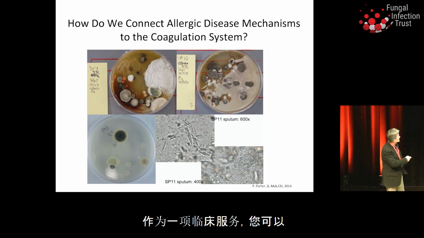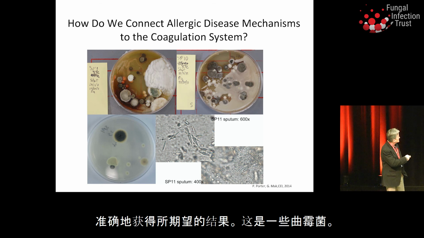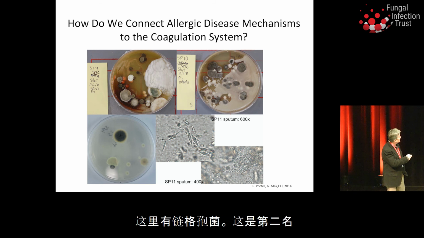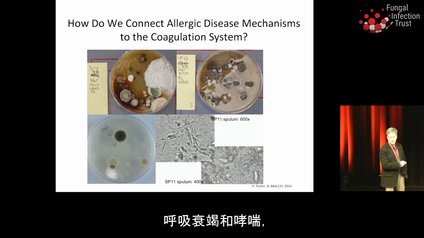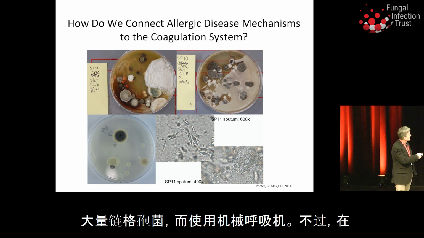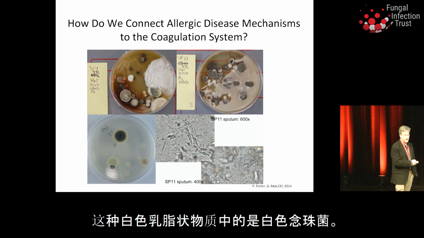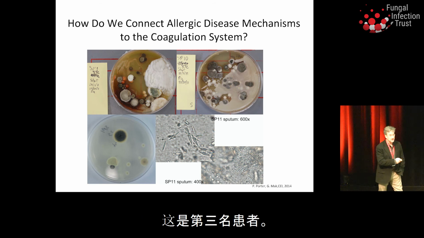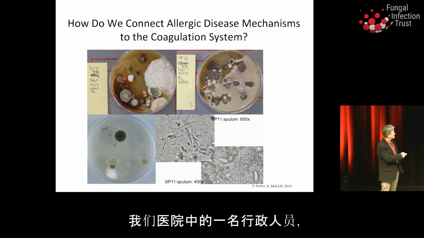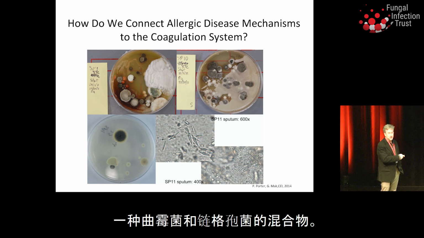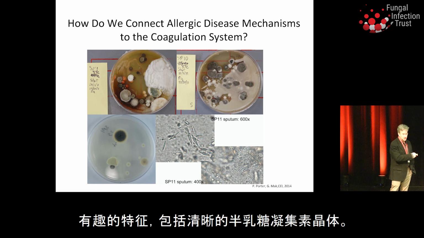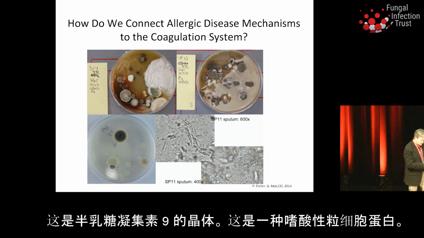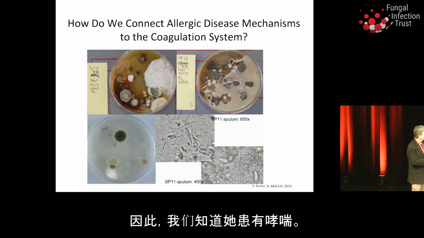In my hospital, you get exactly what you might expect. Here's some Aspergillus here. There's Alternaria here. And this second patient here, both of these patients, by the way, stuck on mechanical ventilators with respiratory failure and asthma, had a lot of Alternaria, but this white creamy stuff is Candida albicans. Here's a third patient, an administrator at my hospital, who had mild to moderate asthma. She grew out a mixture of Aspergillus and Alternaria, and her sputum shows a lot of interesting features, including Charcot-Leyden crystals, which are crystals of galectin-9. It's an eosinophil protein. We know, therefore, that she has asthma.